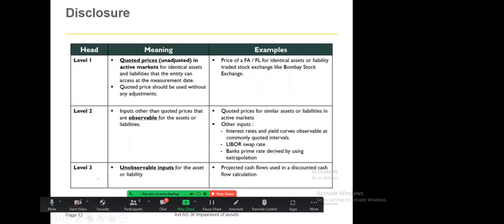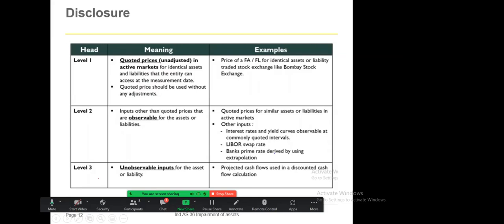What could be the quoted price? Suppose if you have an equity share, they are listed on a particular stock exchange. So then it will be called as your quoted price. So price of a financial asset or a financial liability for identical assets or liability traded on a stock exchange like Bombay Stock Exchange. Level 2 would be inputs other than the quoted price that are observable for the assets or liabilities.